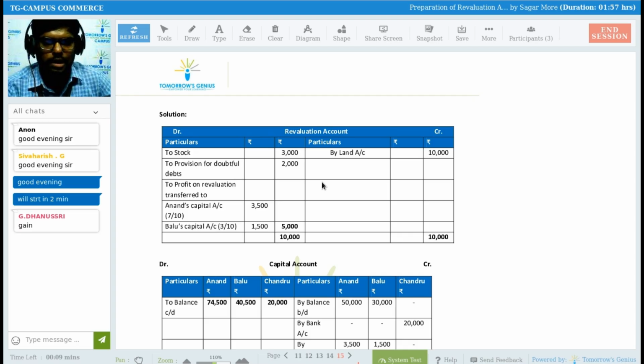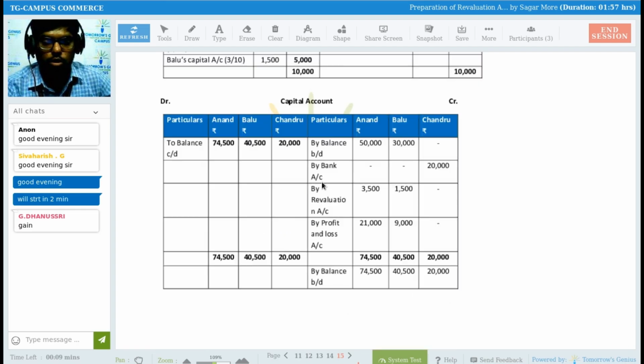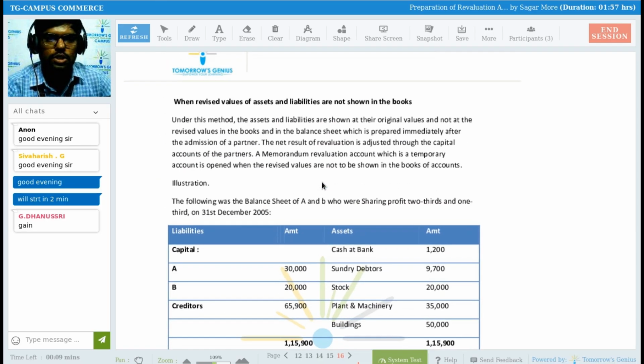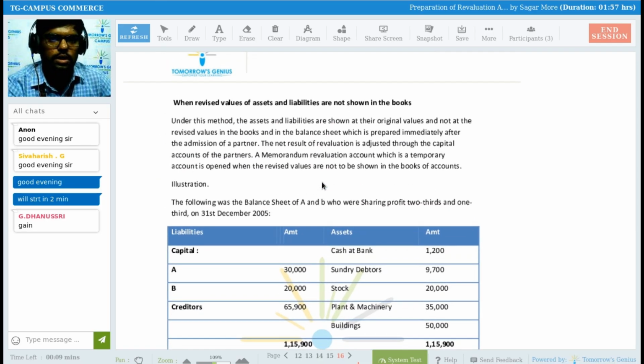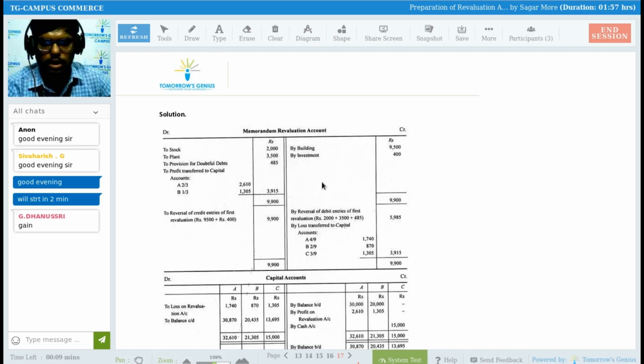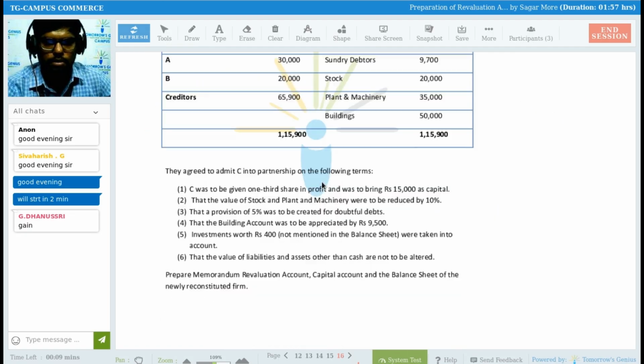Only one question is left from here onward in this PDF. This I will discuss in the next class. This is pending. I will start from this question onwards in the next class. Understood, everyone?